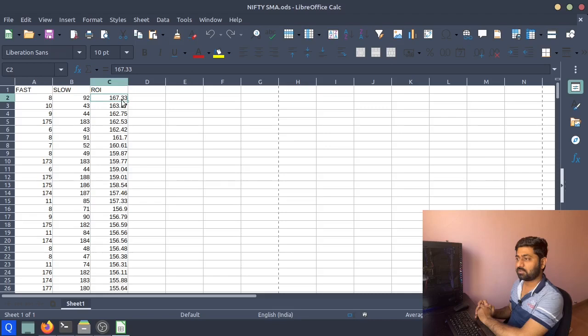That is around a 45% increase in ROI. So that's why you should go for two moving averages instead of one. Now this is the result for Nifty simple moving average.